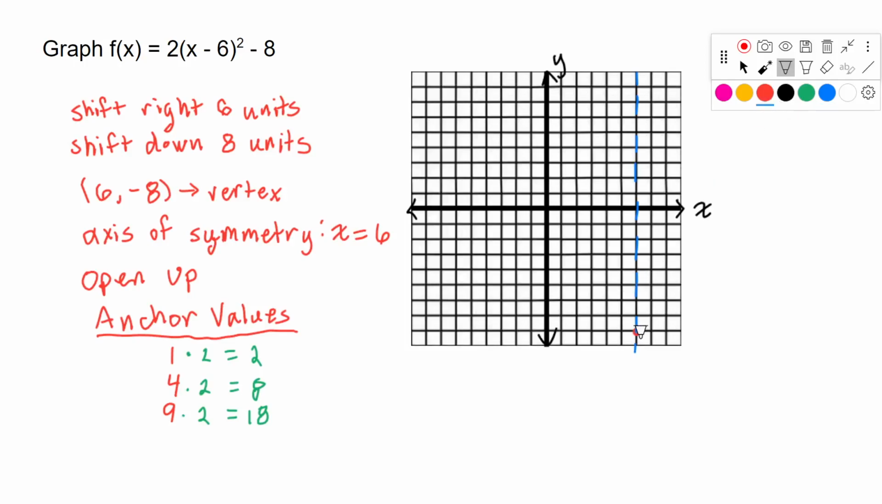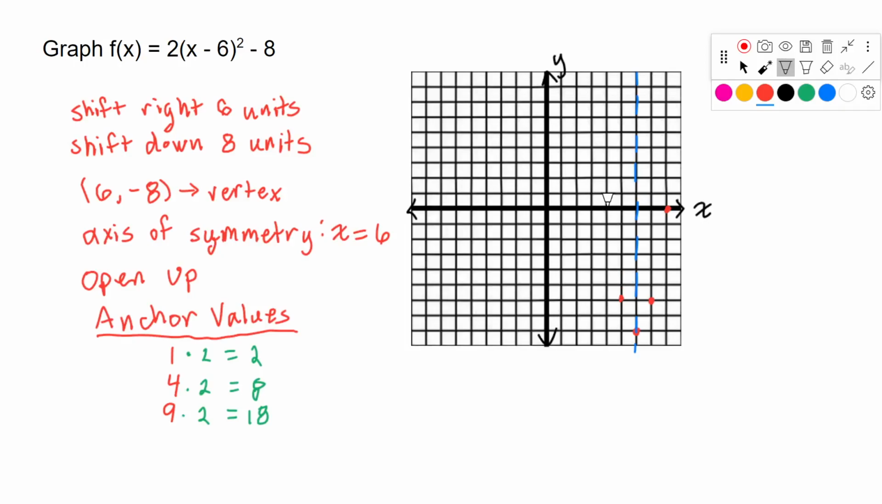Then, when I go to the right of my vertex 1 unit, I'm going to go up 2 units. When I go to the right 2 units, I'm going to go up 8 units. When I go to the right 3 units, I'll need to go up 18 units if my graph allows. And it does not.